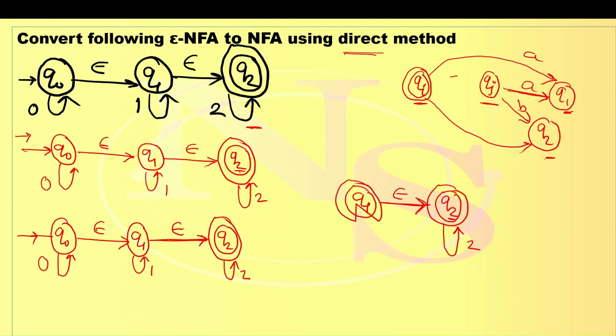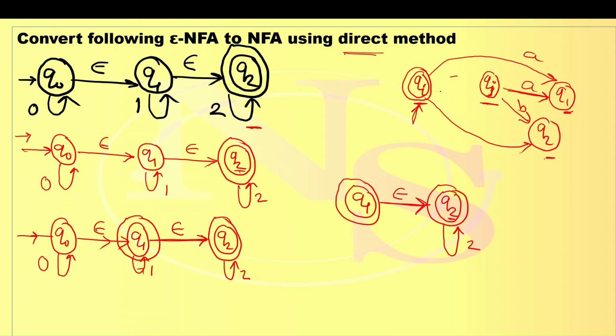Same rule, if Qj is final, then Qi becomes final. Here we made Qi final, so here Q1 becomes final, so I am making Q1 as a final. Existing transition will be as it is, no change. Second rule, all transitions starting from Qj.